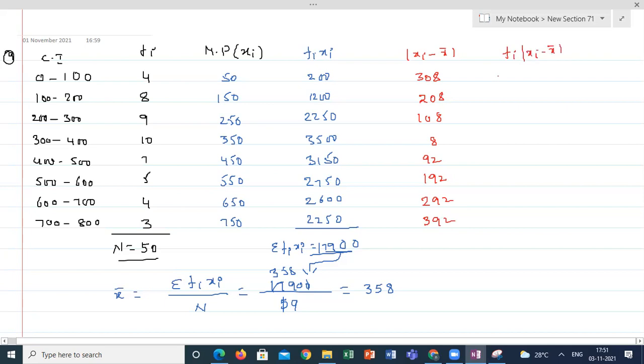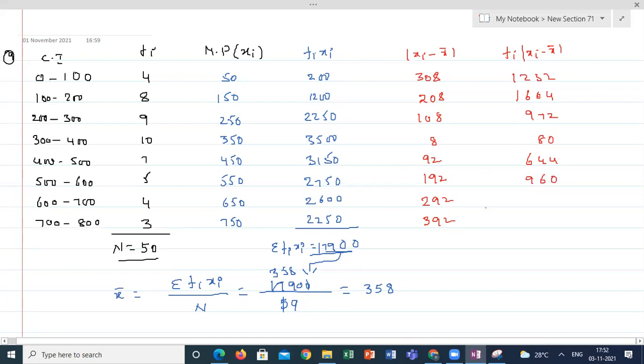4 into 308, 1232. 208 into 8, 1600 plus 64, so 1664. 108 into 9, 900 plus 72, 972. 8 into 10, 80, it is easy. 92 into 7, 630 plus 14, 644. 192 into 5, 5 2s are 1000, 5 8s are 40, so 1000 minus 40 gives 960.